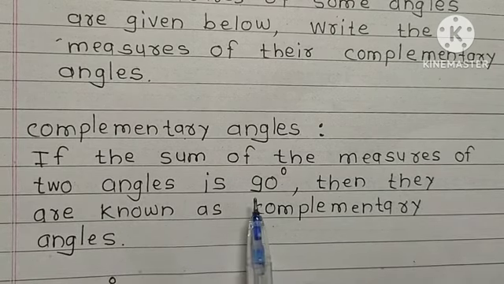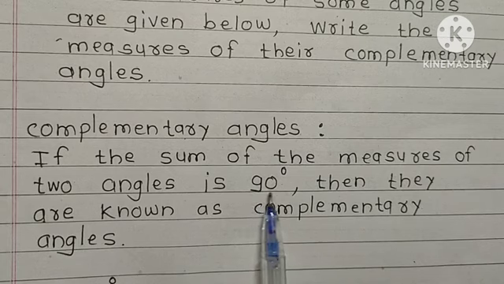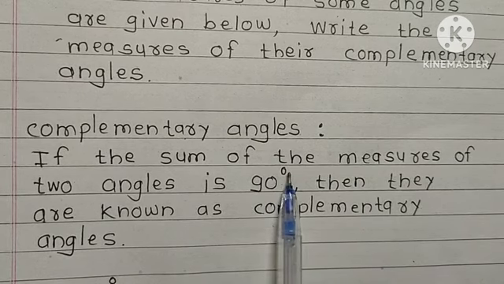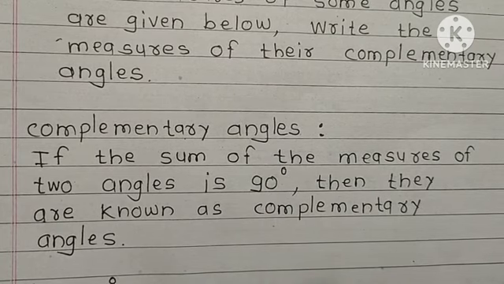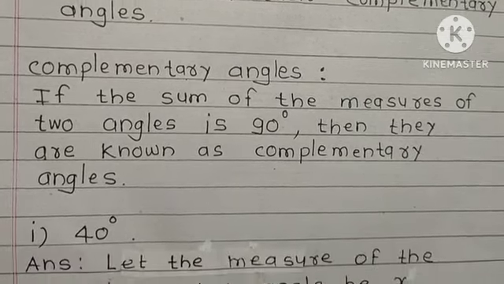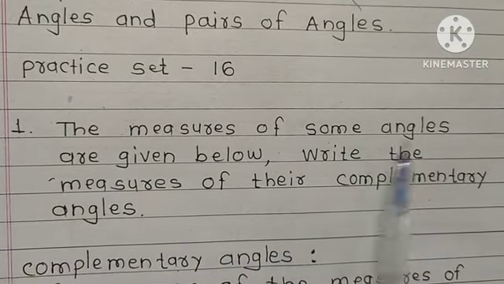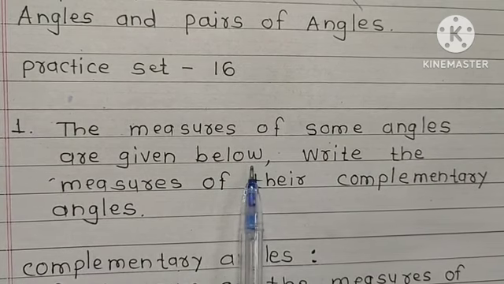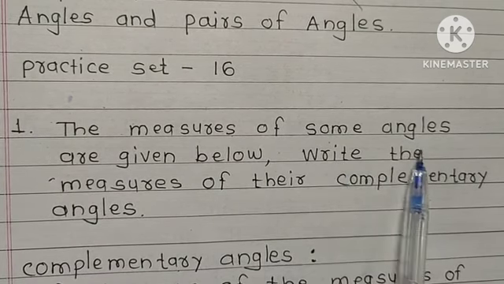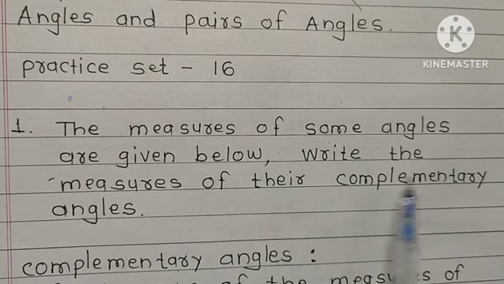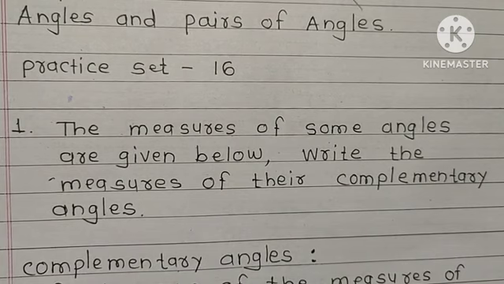So friends, here the necessary condition is what? Sum of two angles should be 90 degree. Now see, question number 1. The measures of some angles are given below. Write the measures of their complementary angles. Now start.